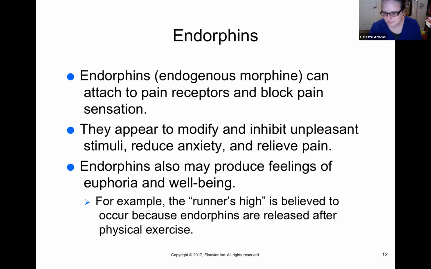Physical touch, Caitlin said, like a hug. Absolutely. Any kind of positive reinforcement, anything positive increases the endorphins in the body. They appear to modify and inhibit unpleasant stimuli, reduce anxiety, and relieve pain. Endorphins also may produce feelings of euphoria and well-being. What is euphoria?